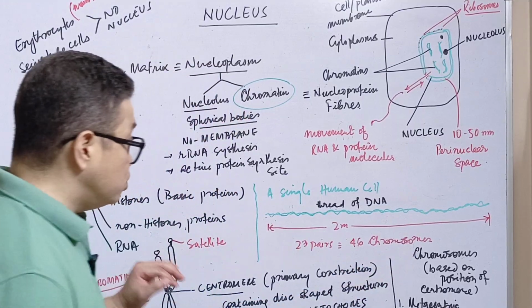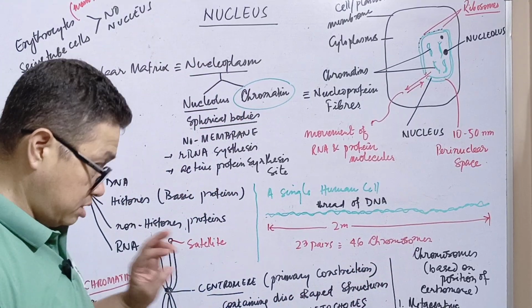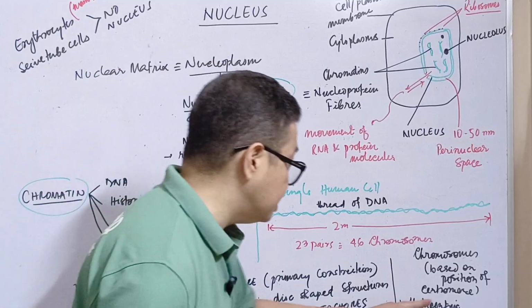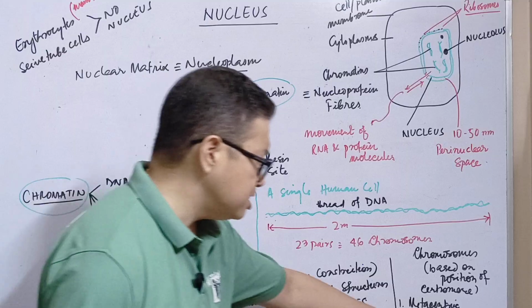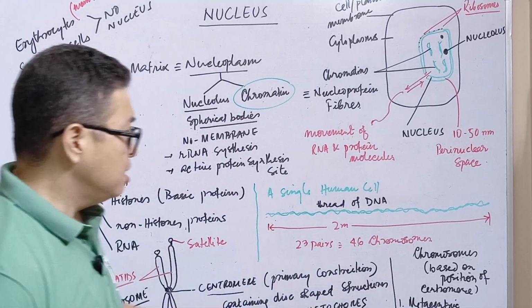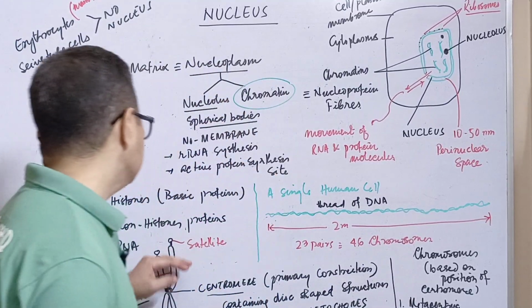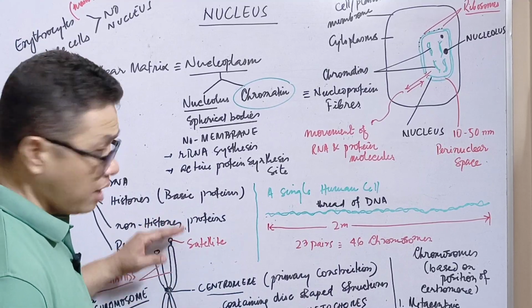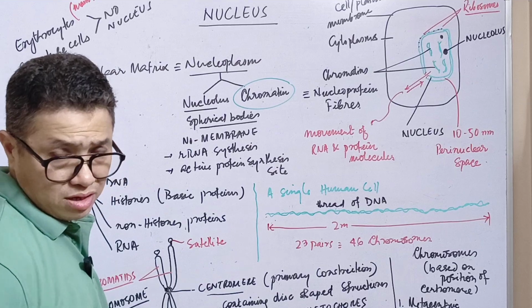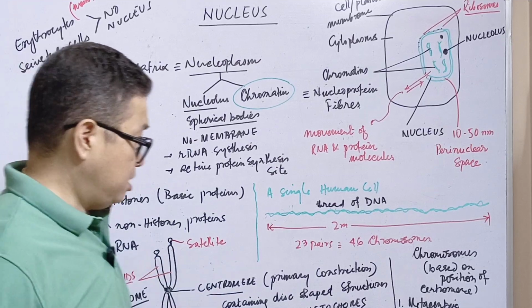Okay, based on the position of the centromere in the chromosome, there are 4 kinds of chromosomes. Metacentric, when the centromere is present exactly in the middle. Submetacentric, when it is slightly above the middle. And acrocentric, when it's near the poles. That time the upper arm will be shorter, and the lower arm will be long, in case of acrocentric.